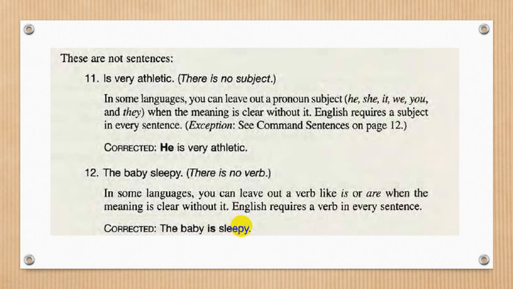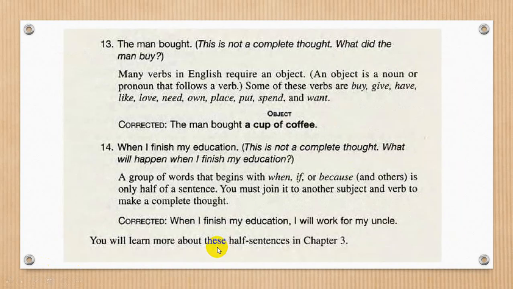So you cannot leave out the verb in a sentence. We must use auxiliary verbs if we don't have a verb. To correct it: The baby is sleepy. The baby sleepy is not a sentence, but if we say the baby is sleepy, then it is a sentence.